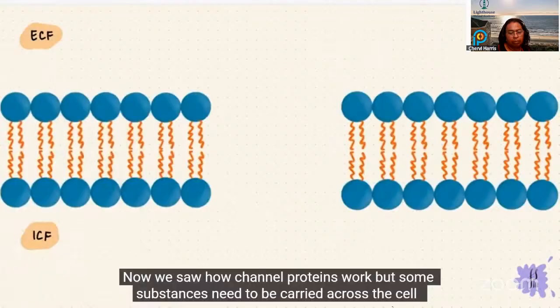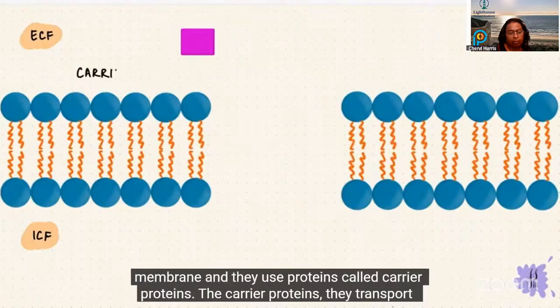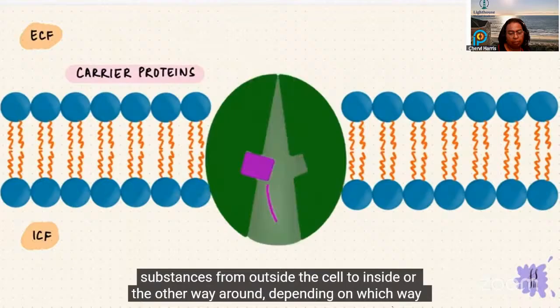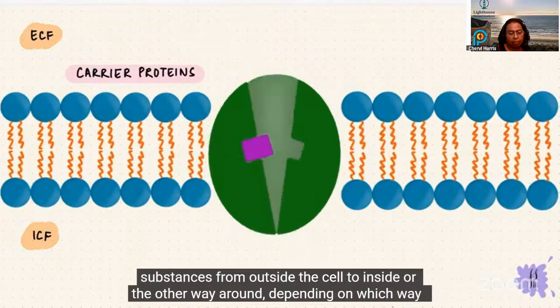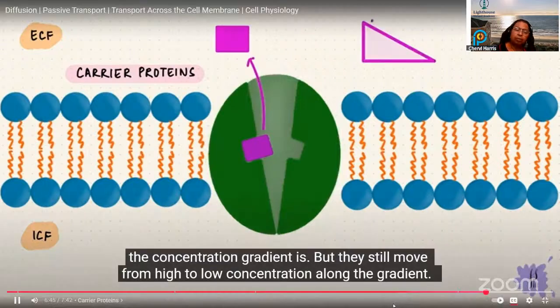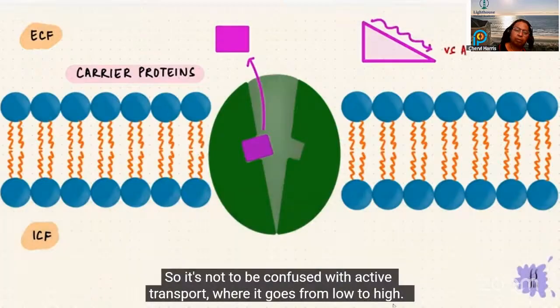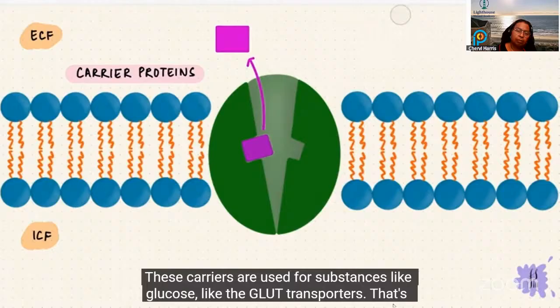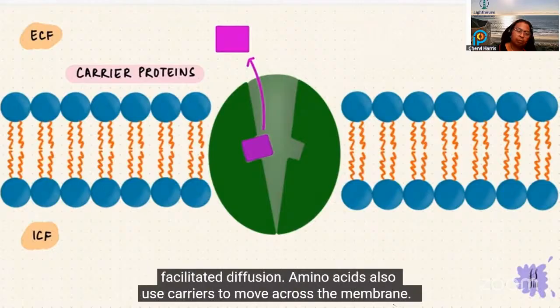Now we saw how channel proteins work, but some substances need to be carried across the cell membrane, and they use proteins called carrier proteins. The carrier proteins transport substances from outside the cell to inside, or the other way around, depending on which way the concentration gradient is, but they still move from high to low concentration along the gradient, so it's not to be confused with active transport, where it goes from low to high. These carriers are used for substances like glucose, like the GLUT transporters, that's facilitated diffusion. Amino acids also use carriers to move across the membrane.